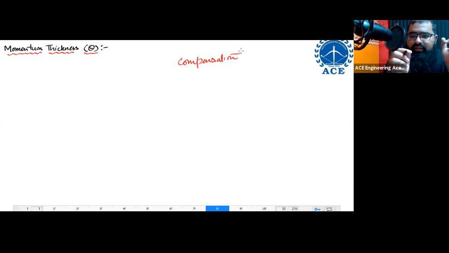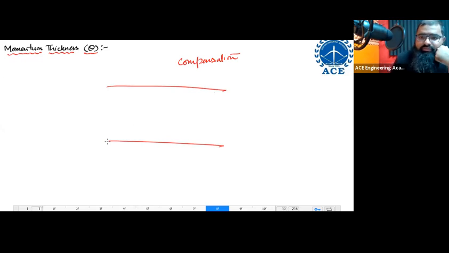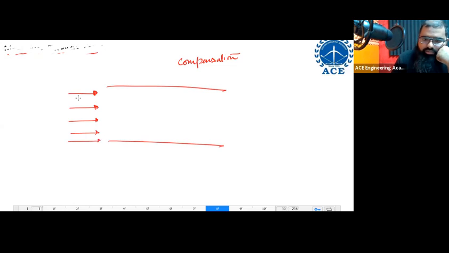Let us say there is a particular pipe. In this pipe, I gave some velocity. There are some 10 people who entered with this particular velocity. Let us say these people have entered with 10 meters per second. How many people? Let us say 15 people have entered at 10 meters per second.